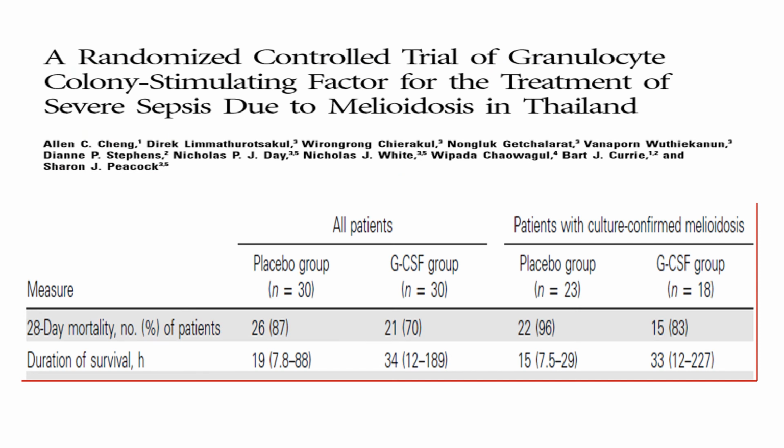Now I would like to share with you this randomized control trial that was done in Thailand, looking at GCSF use in the treatment of severe sepsis due to melioidosis. It was authored by Chang et al. And this paper actually showed that those patients who received GCSF had lower 28-day mortality, and the duration of survival increased with GCSF.